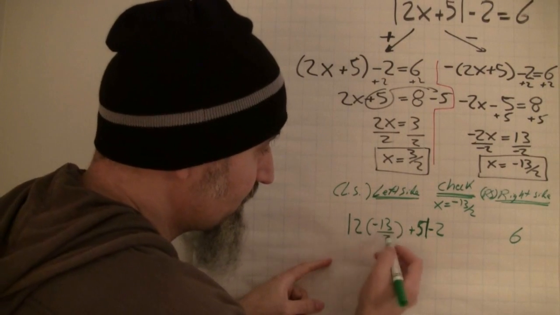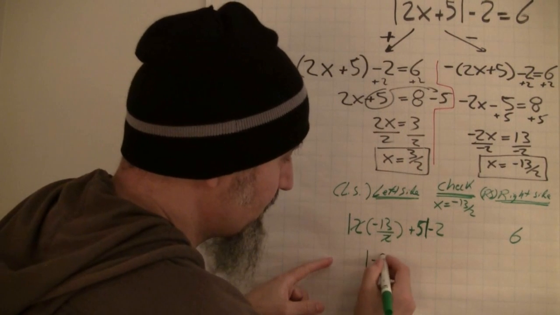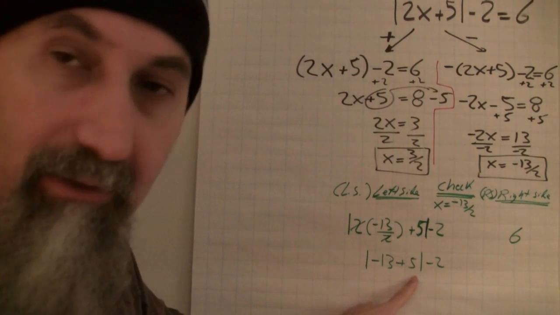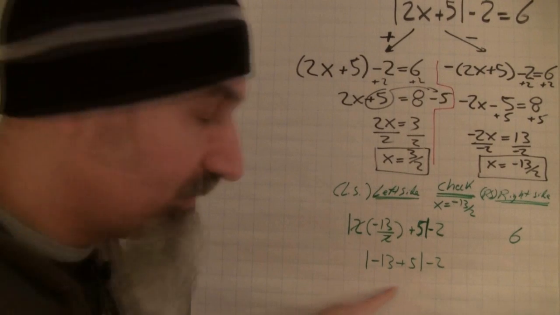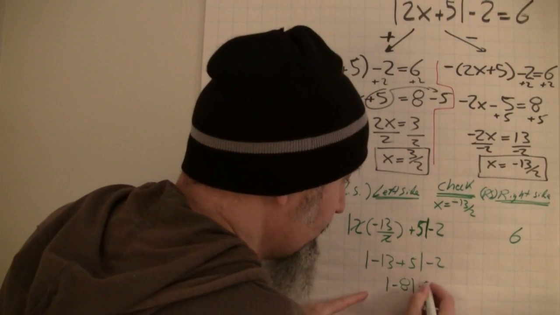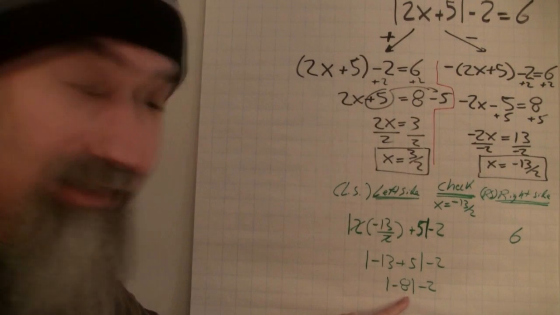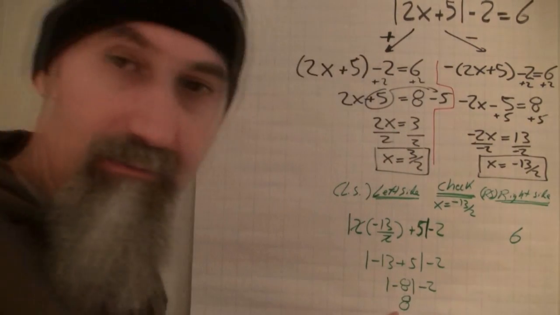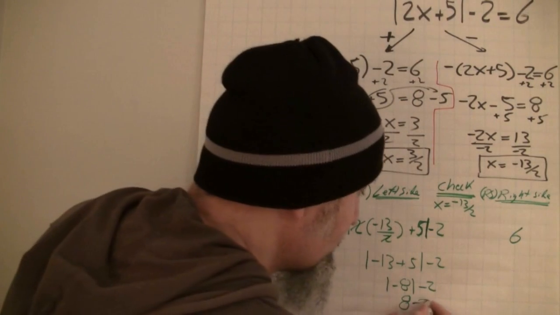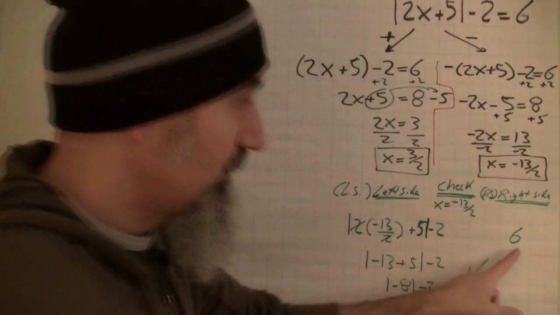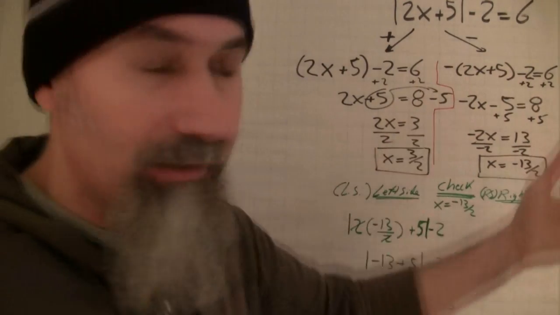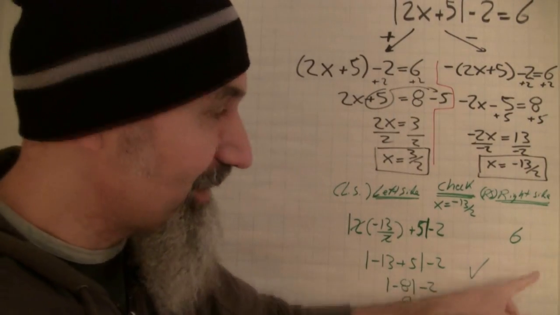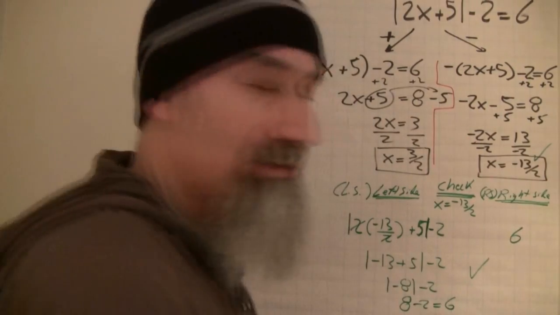So what we do is 2 times negative 13 over 2, 2 kills 2. So this becomes negative 13 plus 5, absolute value, minus 2. Negative 13 plus 5 is going to be negative 8. So absolute value of negative 8 minus 2. Absolute value of negative 8 is 8, right? As soon as we apply the absolute value symbol, this becomes 8. Hopefully that's still on the board. Minus 2 is equal to 6, which is correct, which is what the right side of the equation was, right? So our left side is 6, our right side is 6, so this works, right?